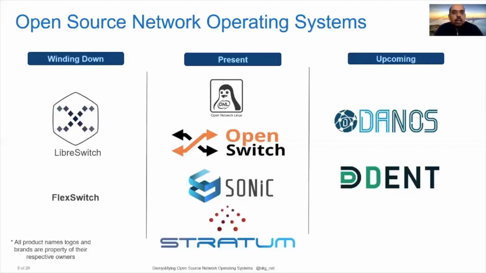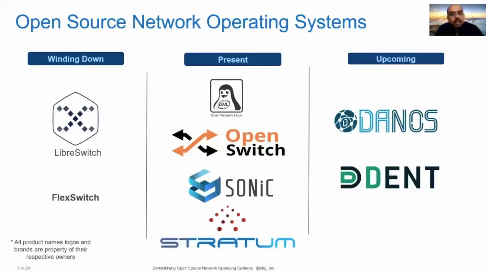In the middle, what you see are the present operating systems: Open Networking Linux, OpenSwitch, Sonic, and Stratum. These are the operating systems available to you today. If you want to go home and build a network, these are the choices you have. We'll go over these NOSs in the upcoming slides.